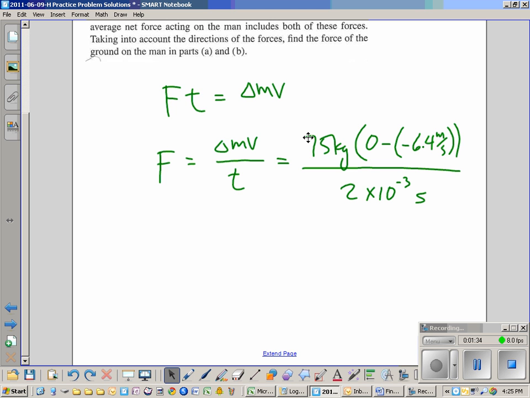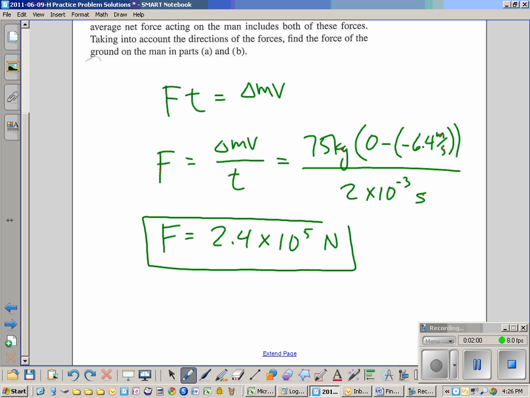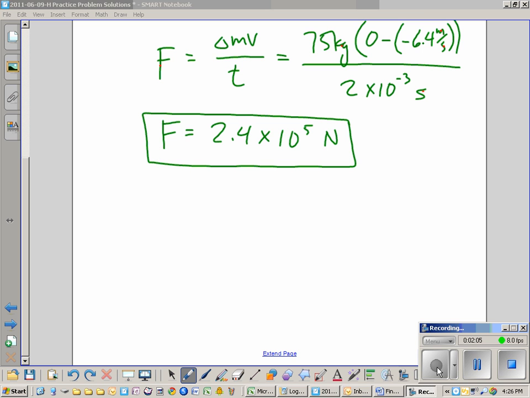Just like we did in a problem a few pages back, kilogram meters per second over seconds, kilogram meters per second squared, that's newtons, so that's force. So now, crunching these numbers, we get a crazy amount of force. This force is equal to 2.4 times 10 to the 5th newtons. That is bone-shattering.